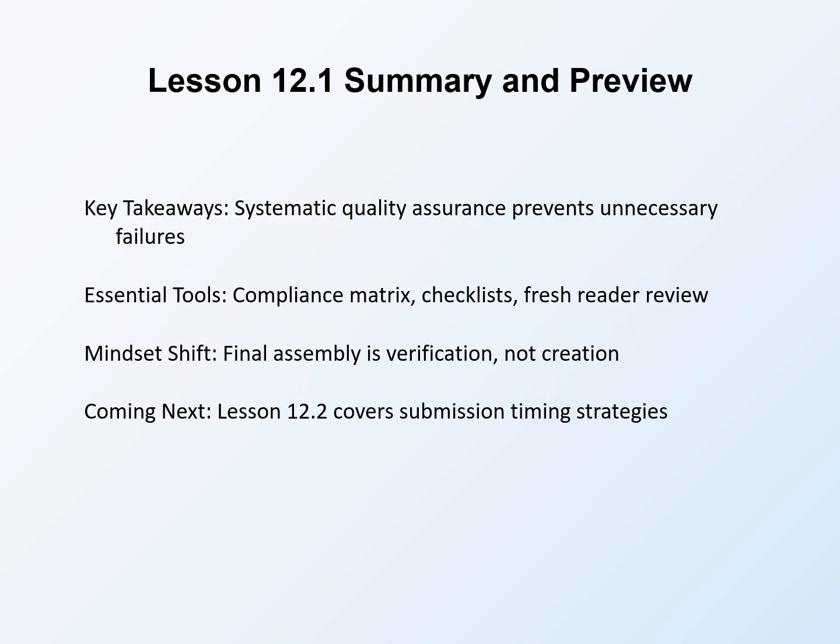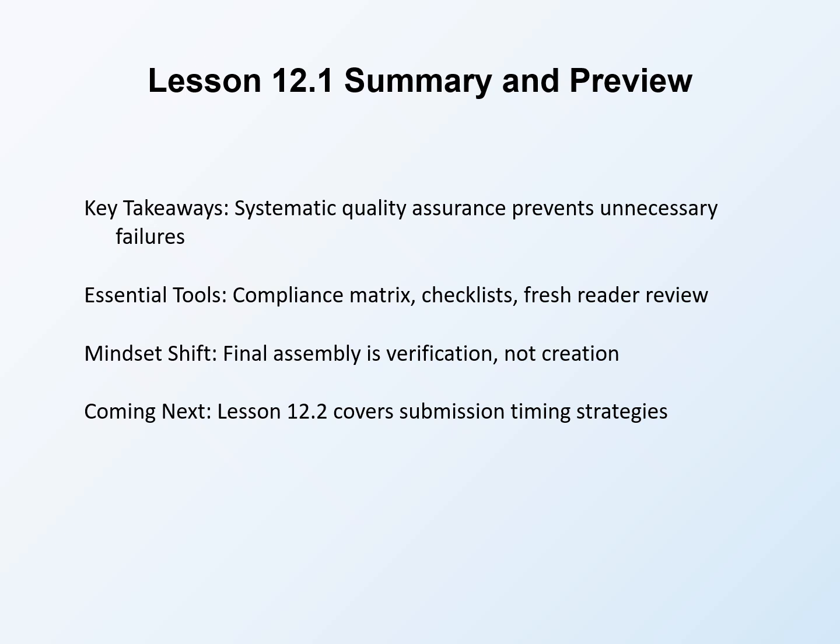Let us summarize the key points from this lesson on final assembly and quality assurance. Systematic quality assurance prevents unnecessary failures that undermine otherwise strong proposals. Many rejected or failed submissions could have succeeded if applicants had caught preventable errors before submission. The time invested in careful final assembly protects all the time invested in proposal development.